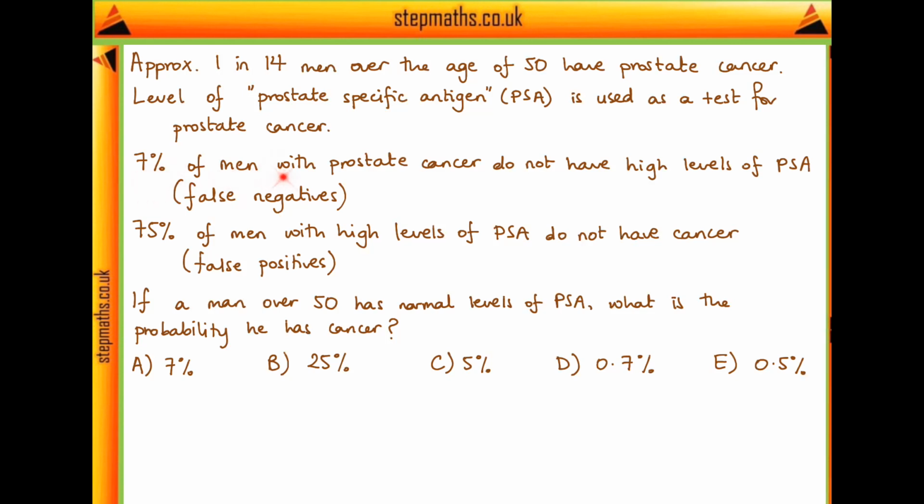We're given that 7% of men with prostate cancer do not have high levels of PSA, so these are the false negatives, and that 75% of men with high levels of PSA do not have prostate cancer, and these are the false positives. And we're asked, if a man over the age of 50 has normal levels of PSA, what is the probability that he has cancer? Okay, so they're talking about false negatives and false positives.